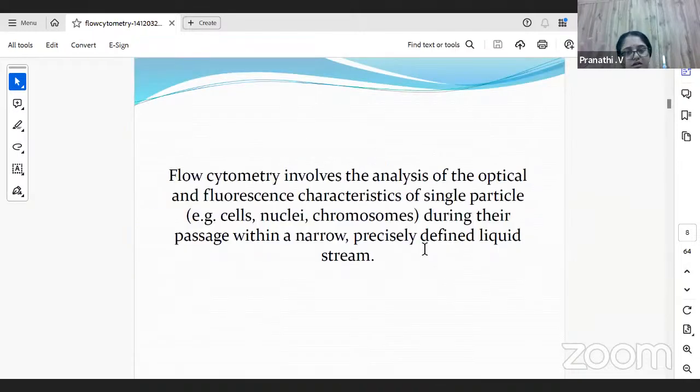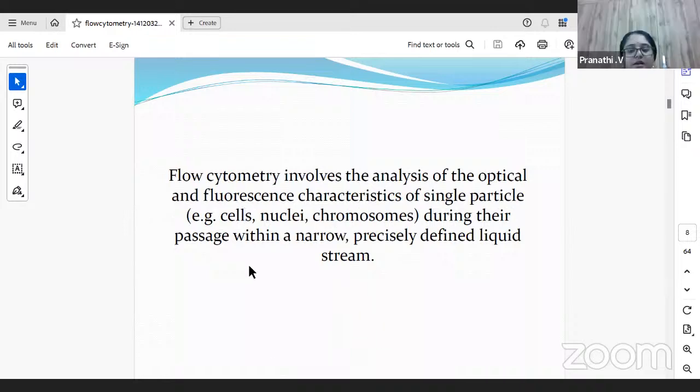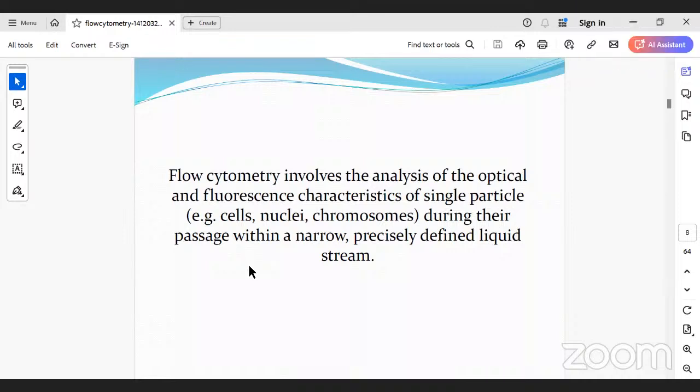The optical and fluorescence characteristics. You have a fluorescent tag that is attached. So in that particular cell, is there any antigen that can be tagged using a fluorescent tag? During their passage within a narrow, precisely defined liquid stream.